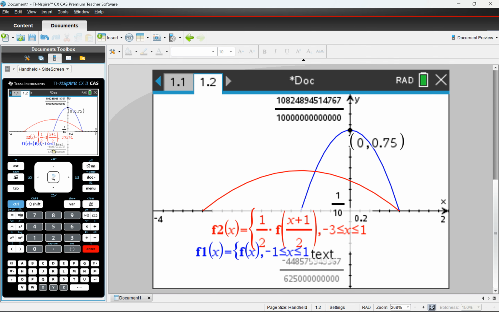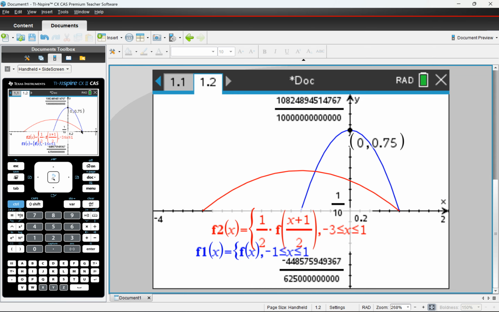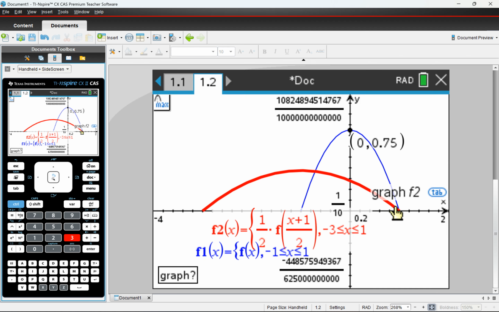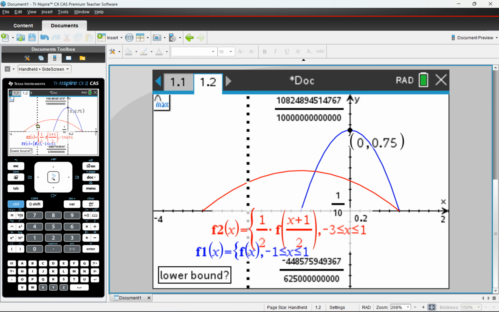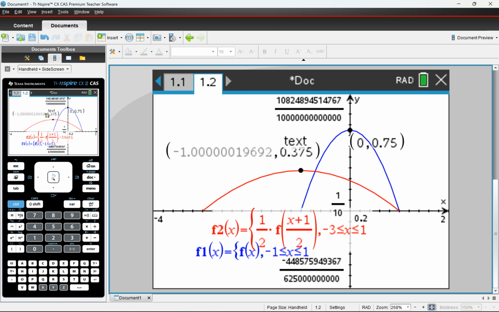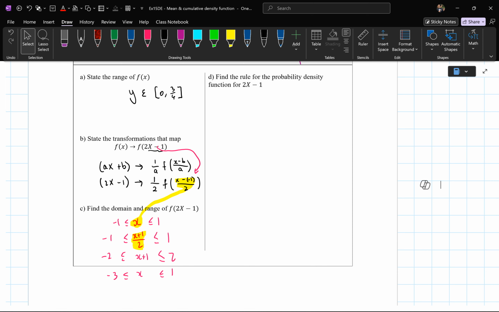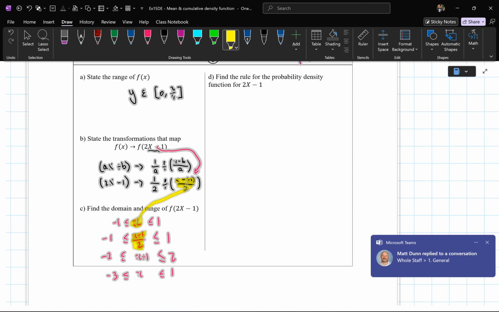Okay? And that should give you, let's go, menu 6 maximum. You can actually then work out the domain if they ask a domain and range question as well. So we can see at 1.375, or another way to calculate it is you can work out the derivative and find the derivative of the function. Now, last question.